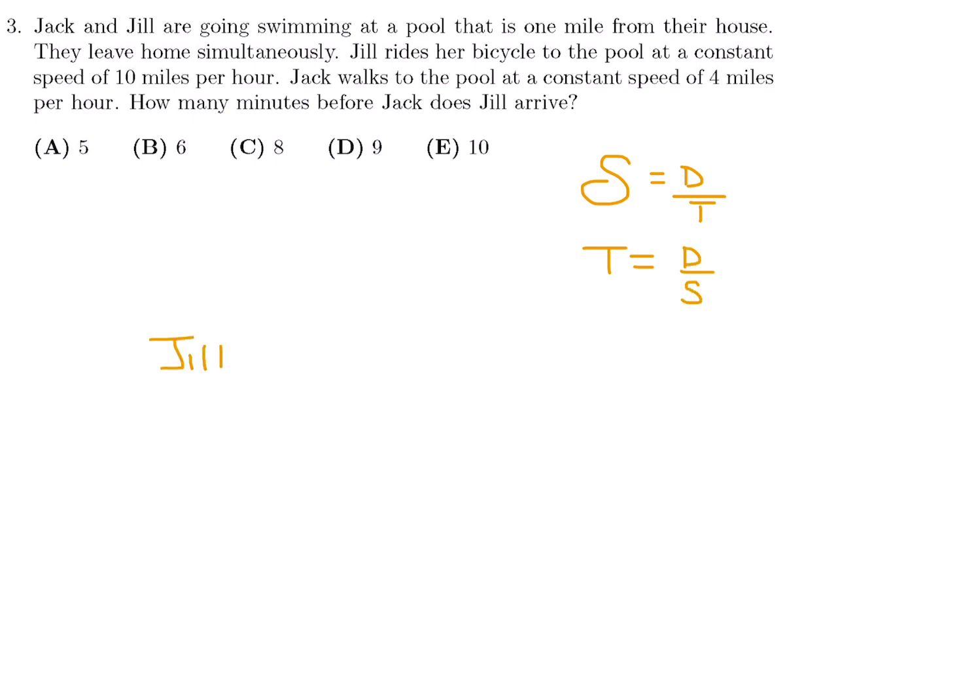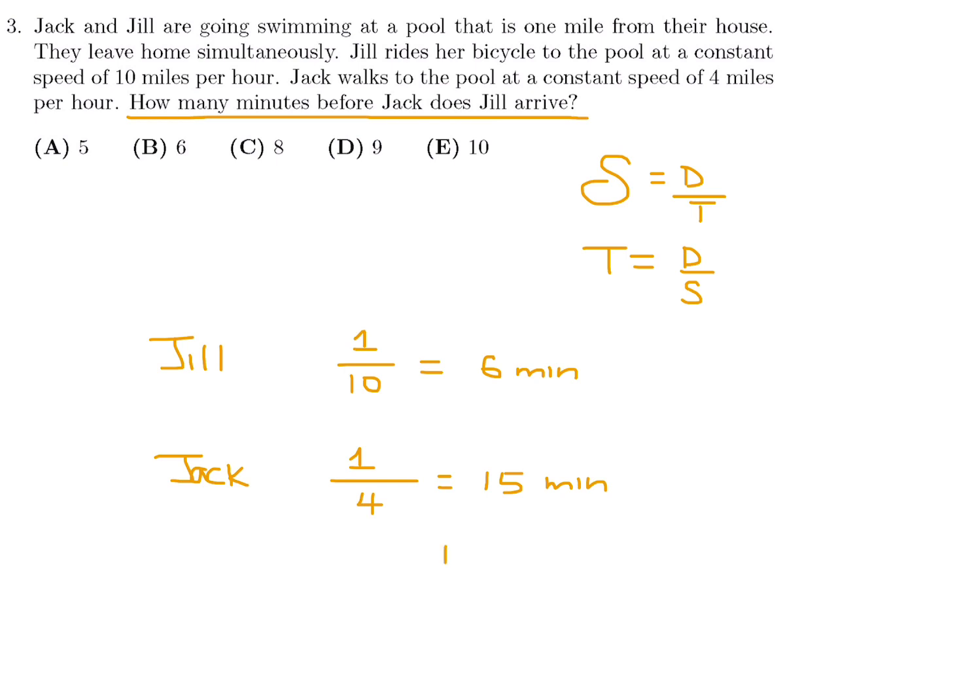So for Jill, we have a situation where the distance is 1 mile and the speed is 10. So her time is 1 over 10 hours, which is 6 minutes basically. And then Jack, his distance is again the same, 1, but his speed is 4. So that's 1 over 4 hours, which is 15 minutes. So Jill takes only 6 minutes, Jack takes 15 minutes. So when they say how many minutes before Jack does Jill arrive, well, she arrives 15 minus 6, which is 9 minutes before Jack arrives. So number 3, the answer is D.